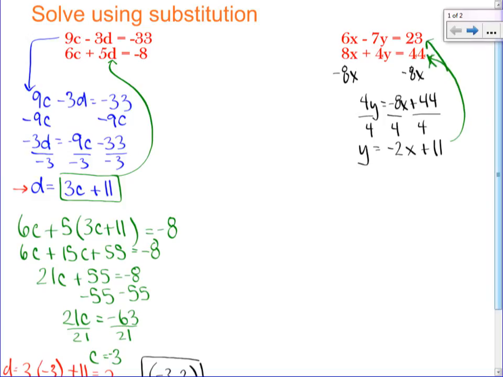We need to put it in, excuse me, the other equation. So we're going to take 6x minus 7, and instead of writing y, we'll write what y is equal to. We get this. And when we distribute, we have to be a little bit careful because we're distributing a -7, so be careful of your signs on this step.